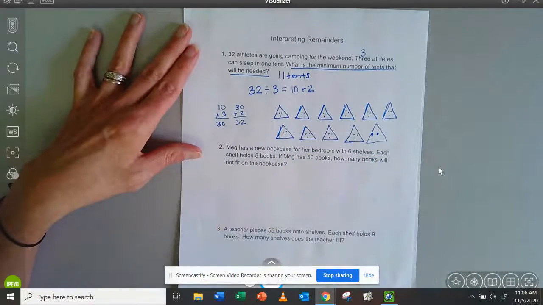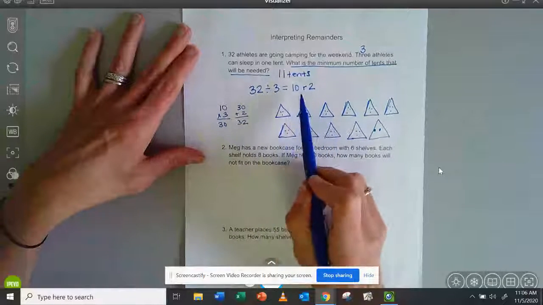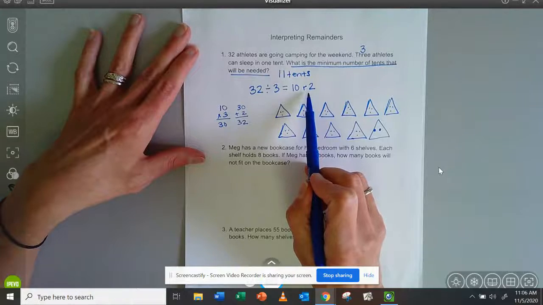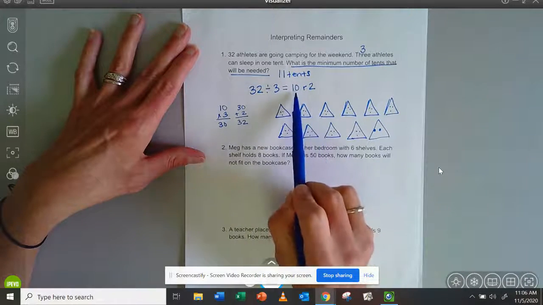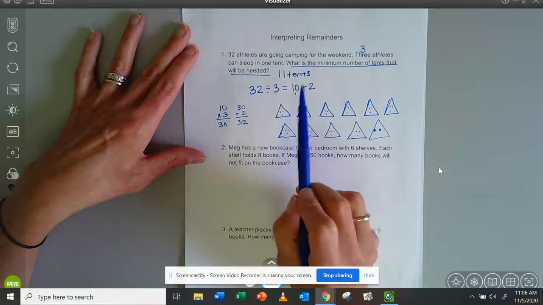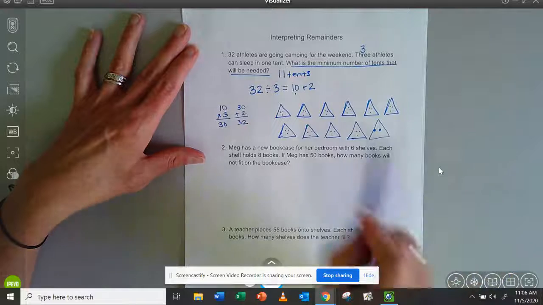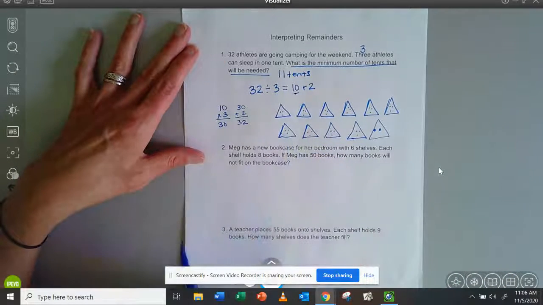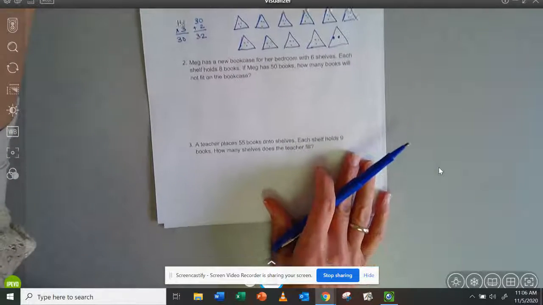Okay, so what I did was I solved the problem. I decided what my remainder stood for. And then I interpreted or made sense of if I needed to add another one onto here or what I was going to do with that remainder. And I did. In this case, I had to add an extra tent onto the 10 full tents that I already had.